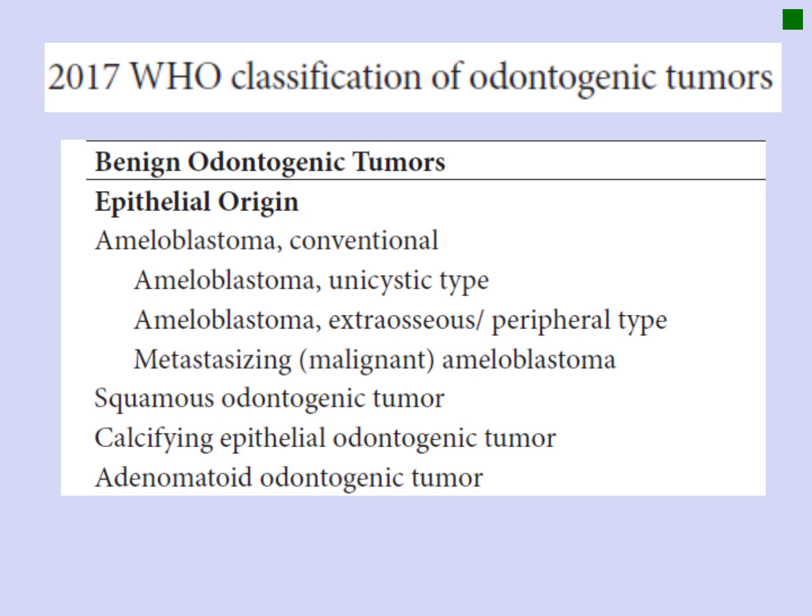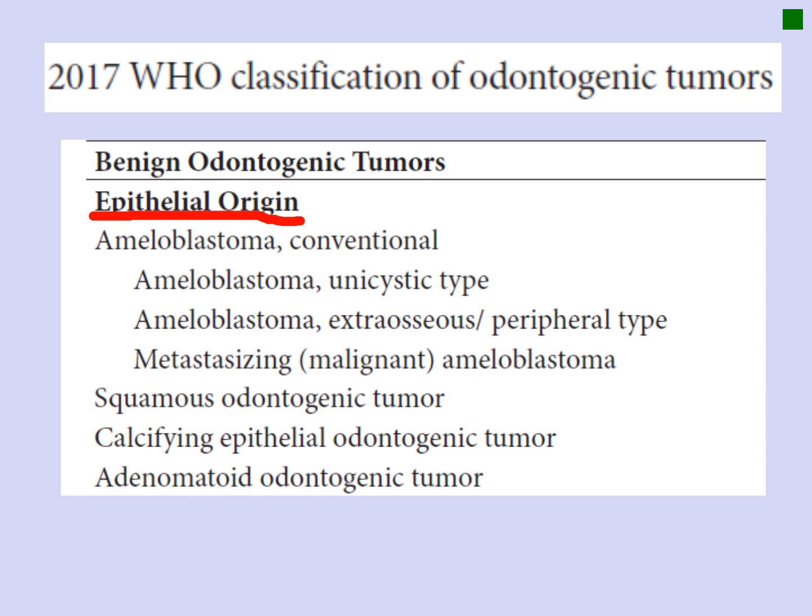First of all, benign odontogenic tumors, you have epithelial in origin. So tumors that arise from the epithelium, basically. When we say epithelial in origin, we're looking at the cell rests that are epithelial in origin during the tooth formation stage. And the most important tumor that is purely epithelial in origin is an ameloblastoma.